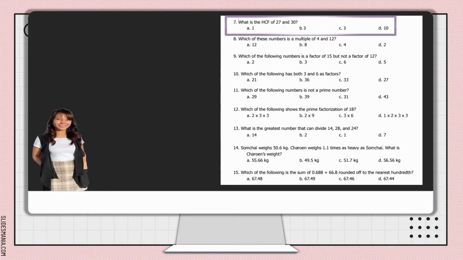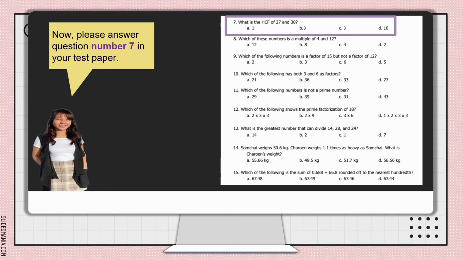Now please answer question number 7 in your test paper. What is the HCF of 27 and 30? I'll give you time to answer. Ready? Go!